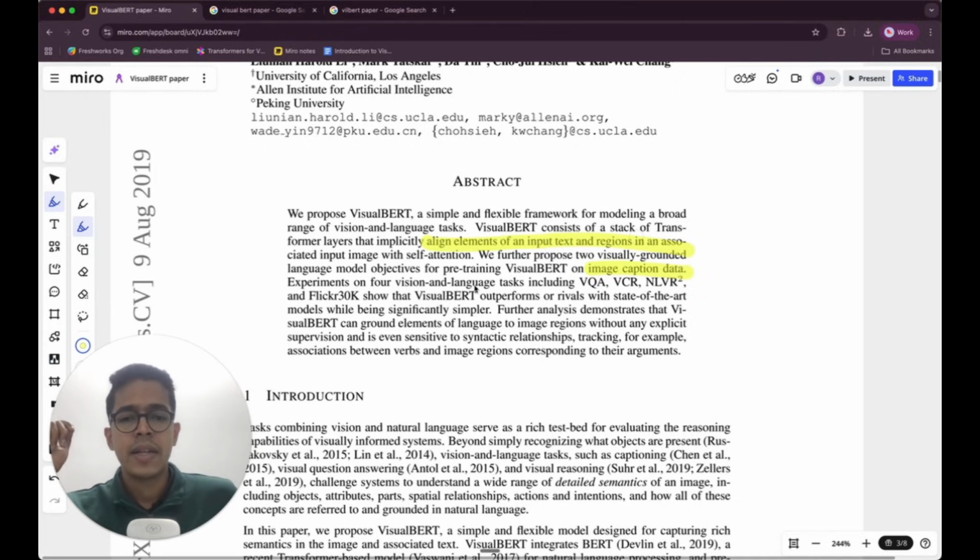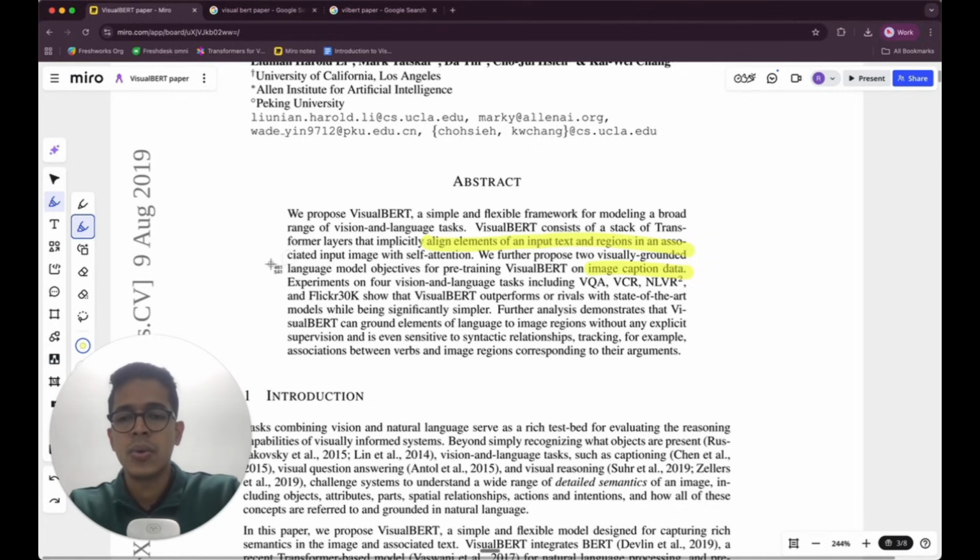Experiments on four vision and language tasks, including VQA, VCR, NLVR2, and Flickr30K, show that VisualBERT outperforms or rivals the state-of-the-art models while being significantly simpler. So now the question is, what are VQA, VCR, NLVR, Flickr30K, etc.? VQA is visual question answering. VCR is visual commonsense reasoning. And let's look at the details of NLVR and Flickr30K.